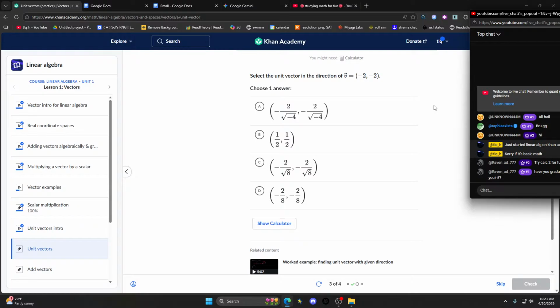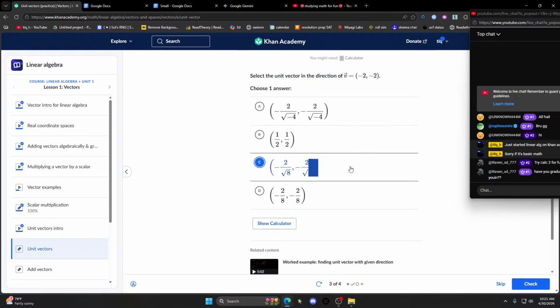Oh wait, no, it's 2 squared. Was it 2 squared? Oh my god, my mind is like gassed. Yeah, okay. Okay, so -2 over 2 squared, which is 4. So root 4 plus 4. Okay. Root 4 plus 4 is root 8. Oh, okay. So it's -2 over root 8 for both of them.